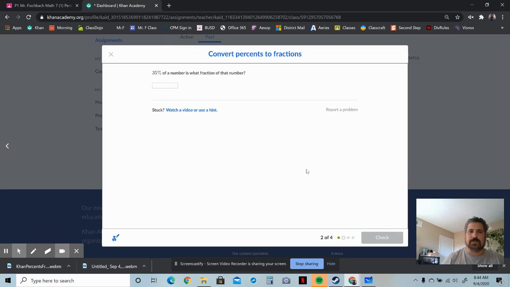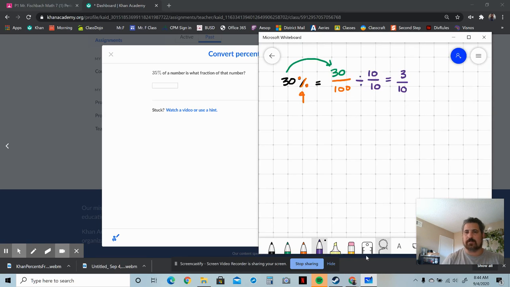It says 35% of a number is what fraction of the number? Once again, just converting percents to fractions. So we're going to do the same exact thing. So this is 35% this time. So 35 for every 100. And the percent means for every 100. So that means out of 100. And the numerator is going to be the 35. So that goes to the top.